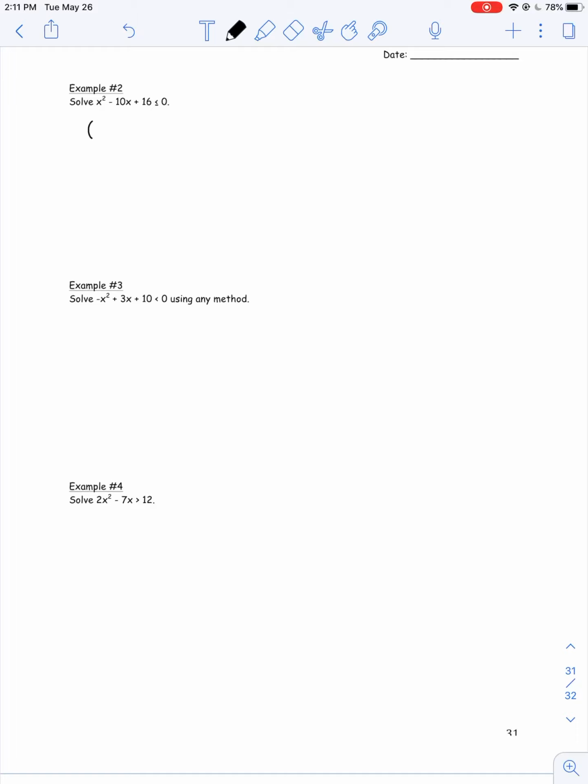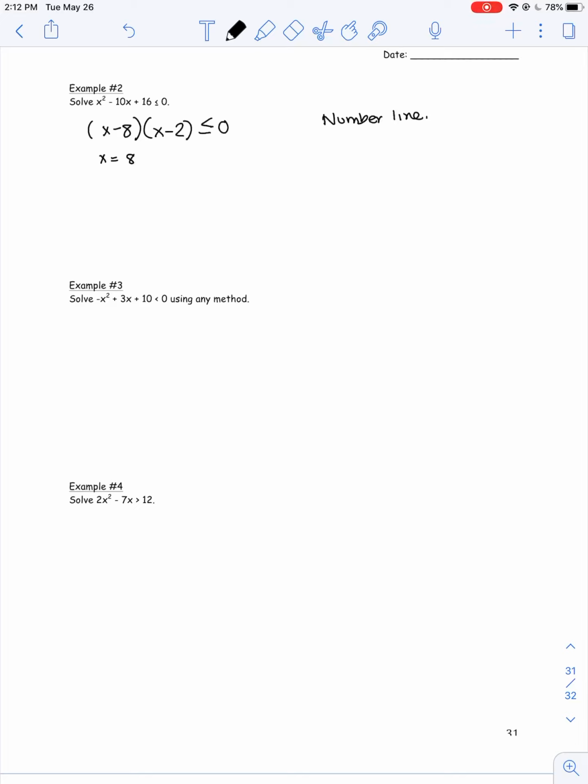Our next one, we're going to factor it first. So we're going to find two numbers that multiply to +16 and add up to -10. So that's going to be x minus 8 and x minus 2. When is it less than or equal to 0? So this is the same kind of idea. In this one, I'm going to actually use a number line to represent my answer.